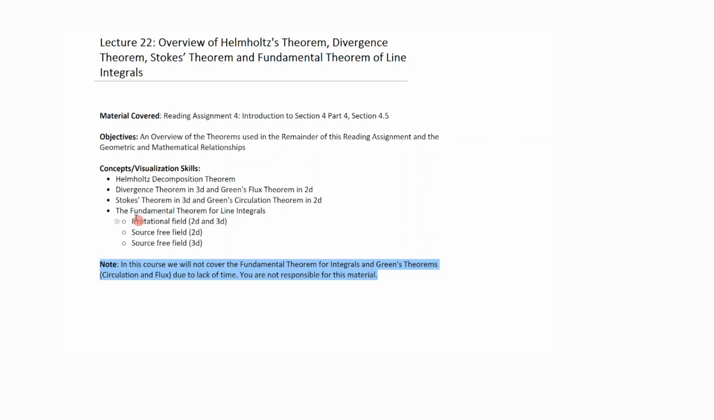And then the fourth item, the fundamental theorem for line integrals for any irrotational field, either in 2D and 3D, source-free field in 2D or source-free field in 3D. Now I just mention here in blue that in this course we will not cover the fundamental theorem for line integrals and Green's theorems for circulation and flux due to lack of time, and so you're not responsible for this material.